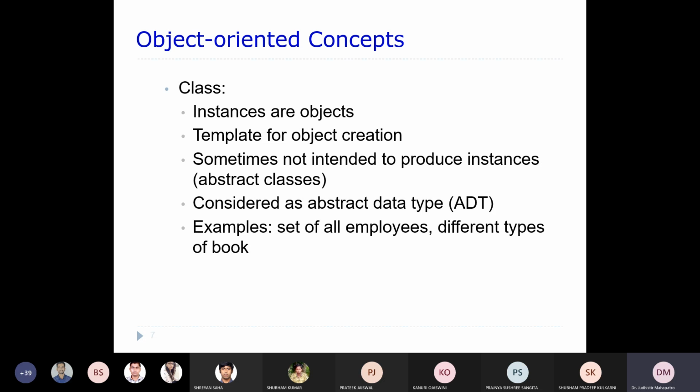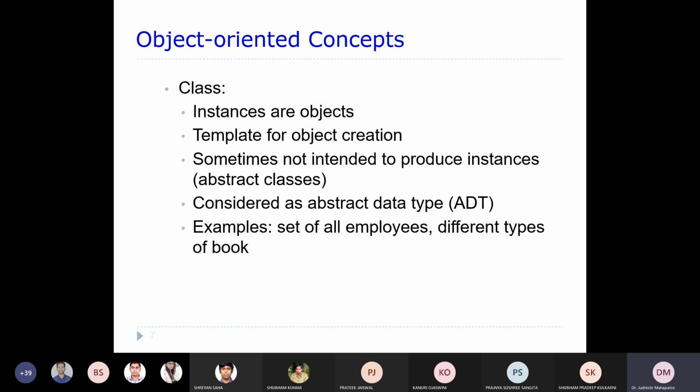Now, what is a class? The wrapping up of data and methods into a single unit is what we call a class. You will then have a certain number of instances of that class, and those instances are called objects.